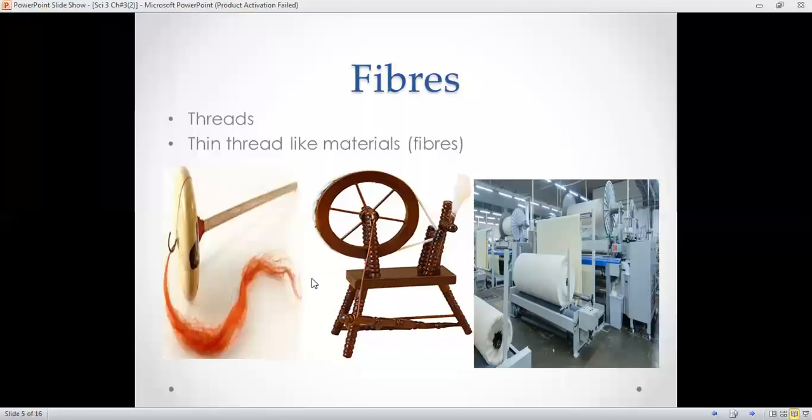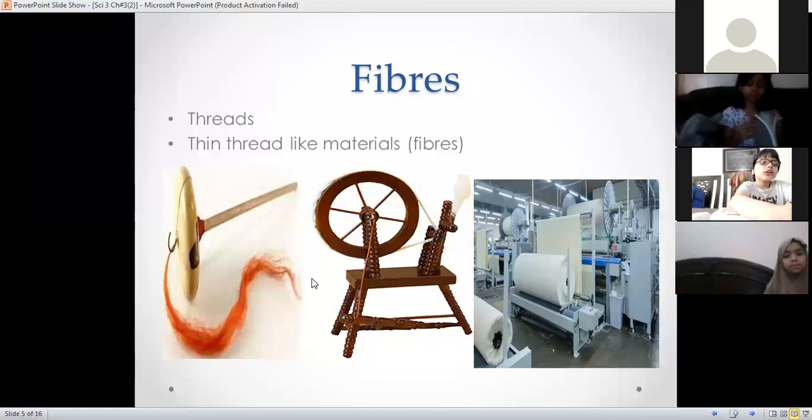Everyone has seen that a thread is a very thin and long strand. So a strand is known as a thread. These clothes, like our bed sheets, curtains, and the clothes we wear, are all made up of different types of threads which are combined together.